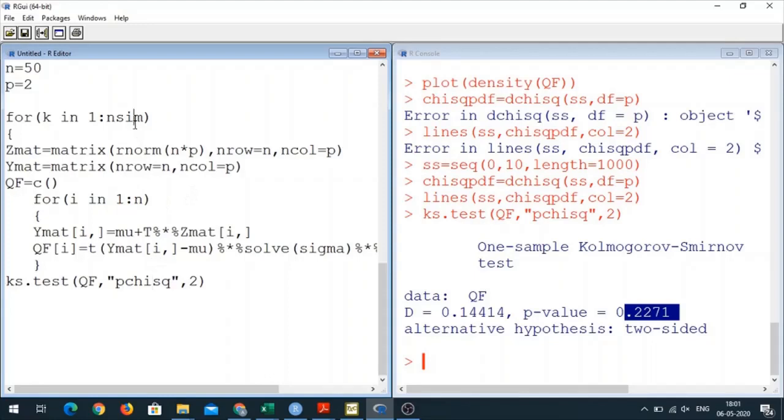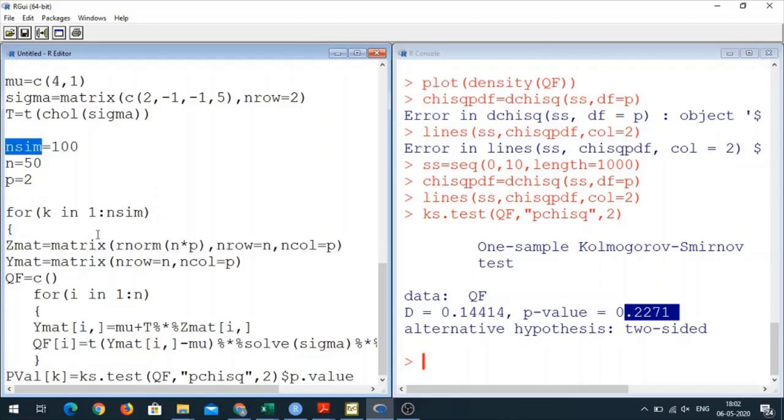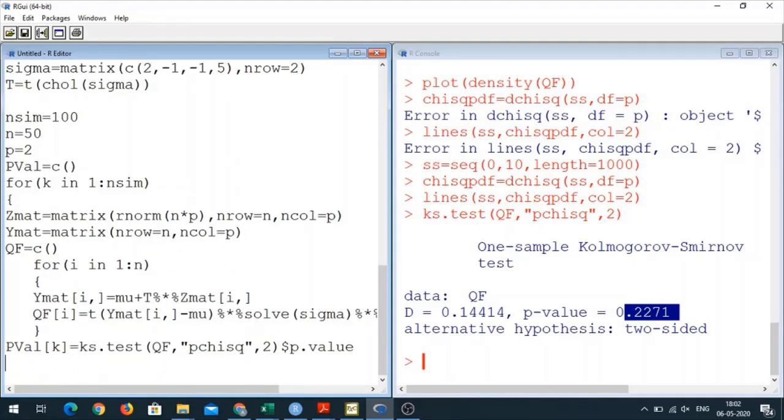Now if you remember, we have to do this for 100 samples. So I have to repeat this and store the p-values, so that at the end I can see out of 100 how many samples actually turned out to be chi-square by the test also. Let me store it in a vector called p-val at k. Why k? Because this corresponds to the kth sample and I am going to have 100 such samples. NSIM is 100. So I need a blank vector to store p-values.